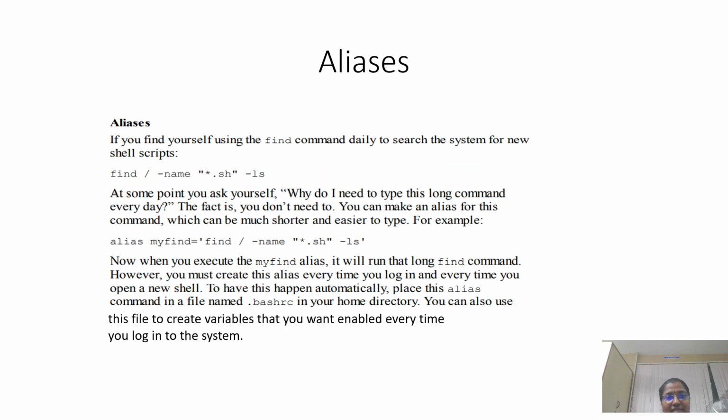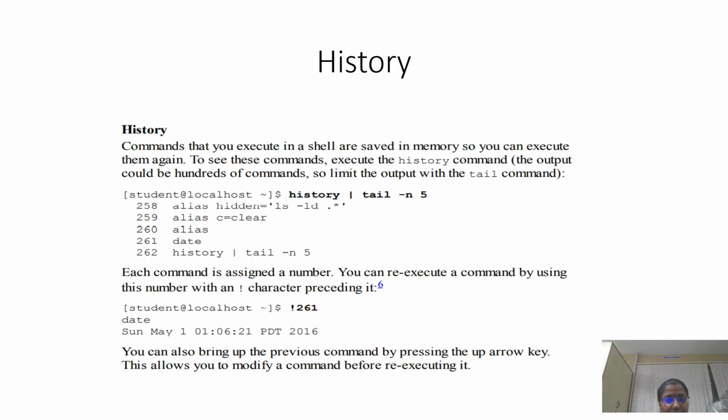Now aliases. If you find yourself using the find command daily to search a system for new shell scripts, you can create an alias for it. You can also use the history command. To see the last five commands, you pipe history to tail, so the last five commands will be listed.